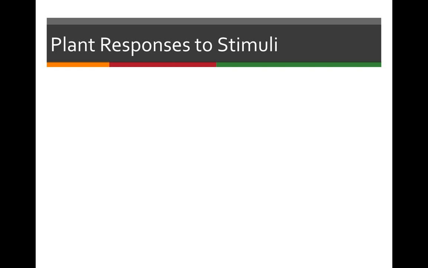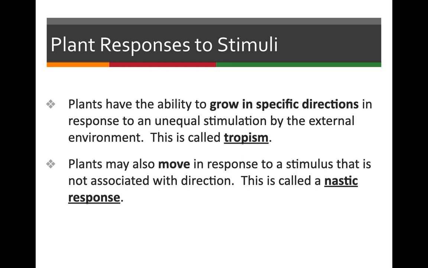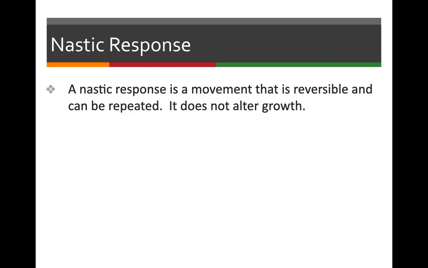Next, we're going to talk about how plants respond to stimuli. So there are two different ideas here. First is the idea that plants have the ability to grow in specific directions in response to an unequal stimulation by the external environment. This is called a tropism. It's a growth response and it's directional. There are also nastic responses, which are movements, but they're not associated with direction. It's just a movement in response to some kind of stimulus, but not in a specific direction. So we're going to look at nastic responses first.